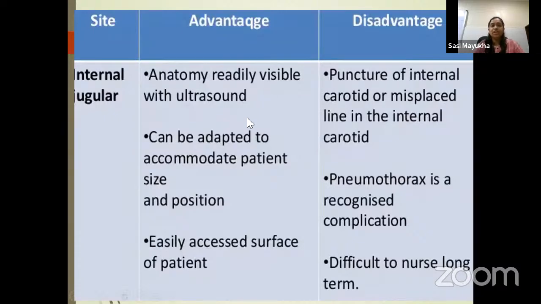Next, moving on to the advantages and the disadvantages of internal jugular. The anatomy is readily visible for us with ultrasound, and it is an easily accessible site on the patient. The most important disadvantages are that puncture of the internal carotid can happen and pneumothorax can happen.